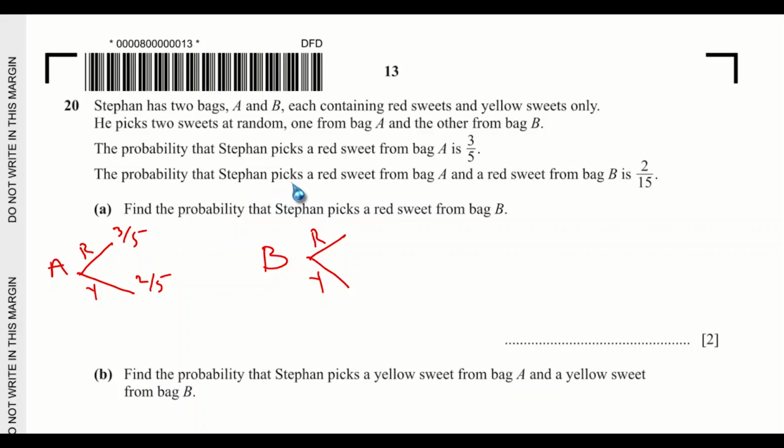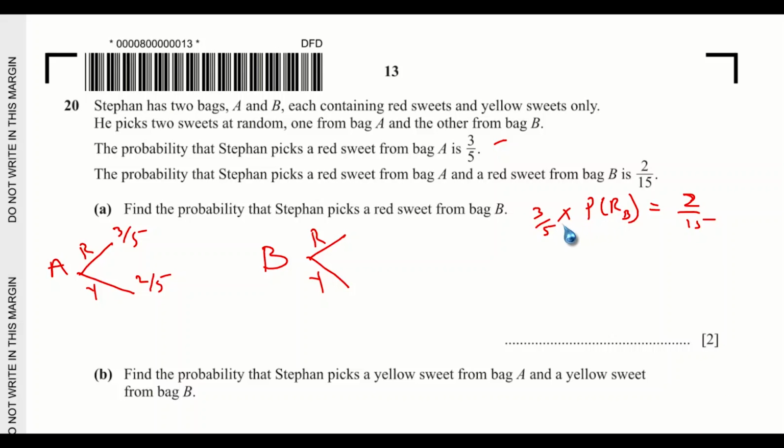We're told that the probability of a red sweet from bag A and a red sweet from bag B is 2 over 15. So we know that the probability of a red sweet from bag A is 3 out of 5. So 3 out of 5 multiplied by the probability of a red sweet from bag B. The product should be equal to 2 over 15.